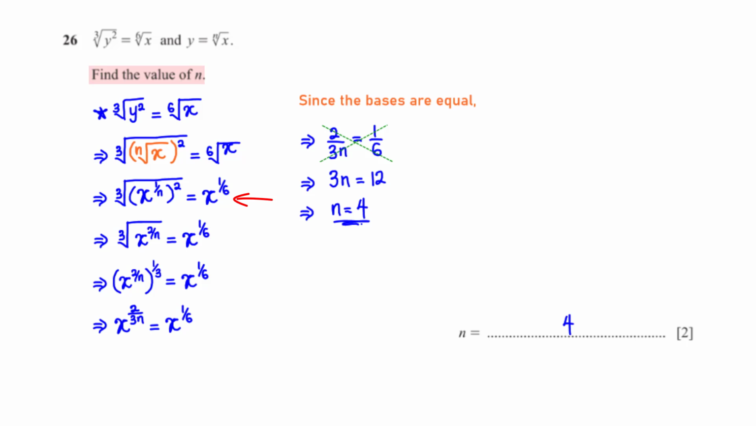The powers of x multiply, so we have 1 over n times 2, which gives us 2 over n. The cube root of x raised to the power 2 over n can be rewritten as x raised to the power 2 over n, all raised to the power 1 over 3. The powers of x multiply, so we have 2 over n times 1 over 3, which is 2 over 3n. So now that we have the equation in this form, we can compare the indices of x. This gives us 2 over 3n equals 1 over 6. From here, when we cross multiply, we have 3n equals 12. And when we divide both sides by 3, we get n equals 4.